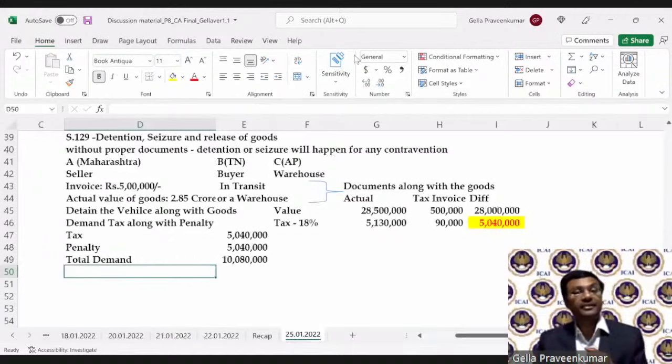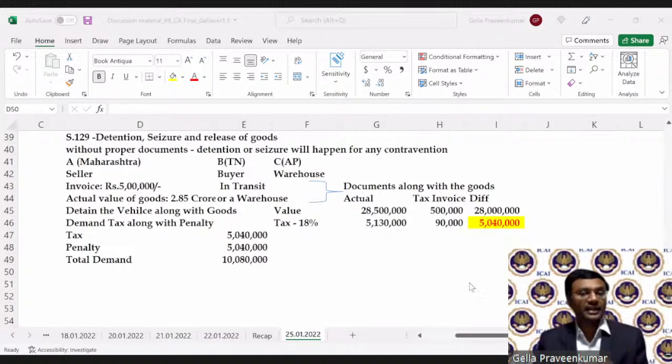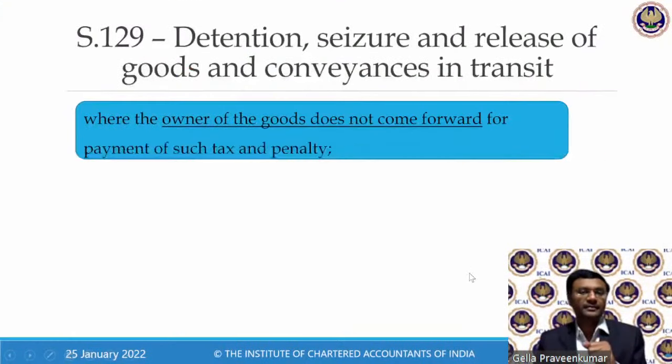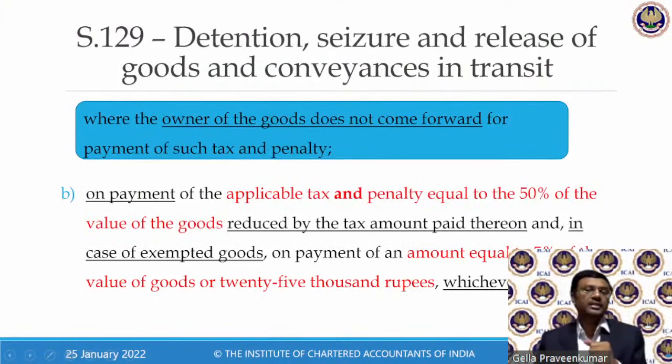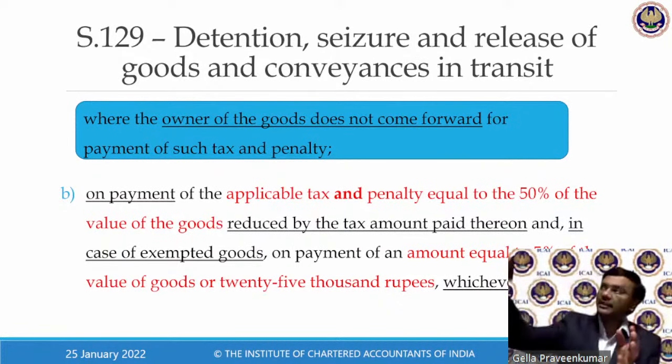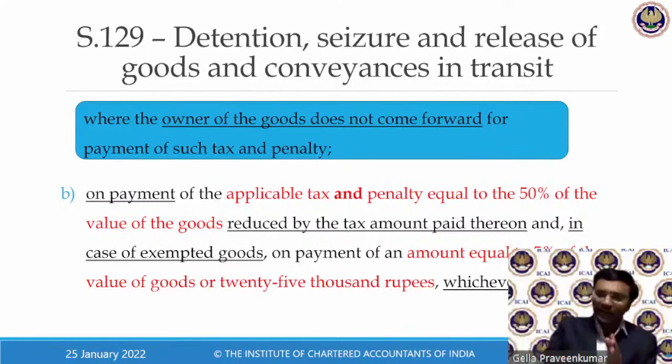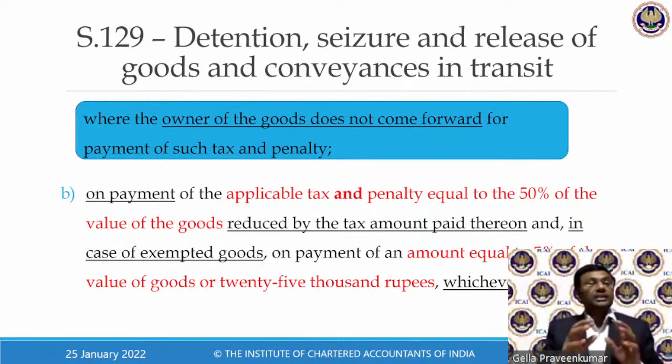Now, what if the owner doesn't want to come forward out of shyness? Some XYZ has come forward. How? Sir, the transporter comes and says, sir, I don't know who is the owner. I was asked to deliver the material from this location to this location. Whatever your demand is, let me know, I'll pay. Now, this transporter, or some other fellow, comes forward for making the payment.